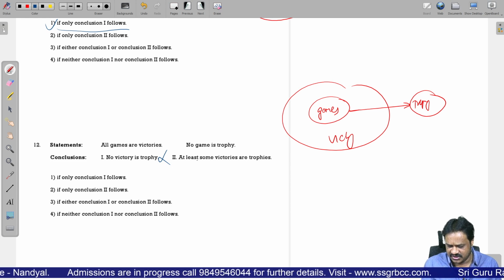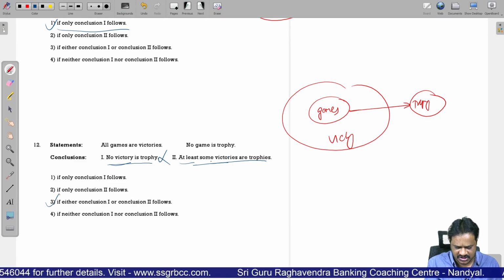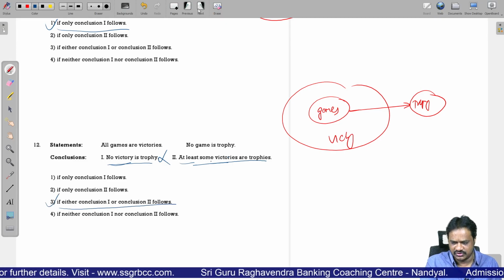Again, these two come under the complementary pairs. Why? Because it is given some victories are trophies, no trophy is victory, even though this "at least" is nothing but "some". So this is called a complementary pair, either one or two.